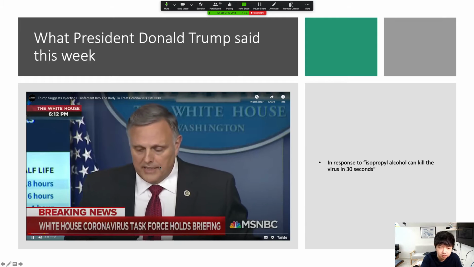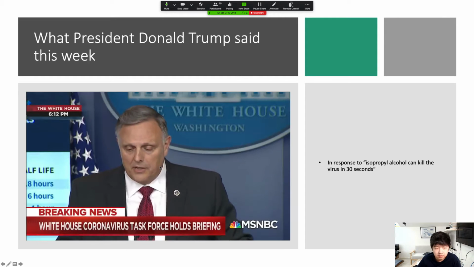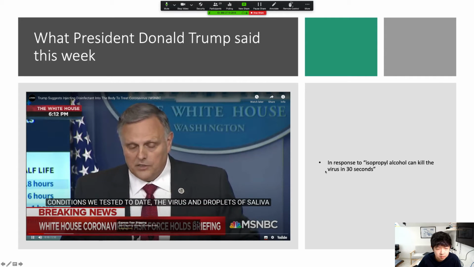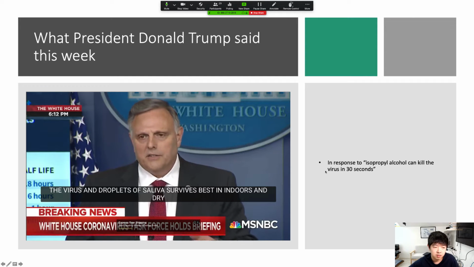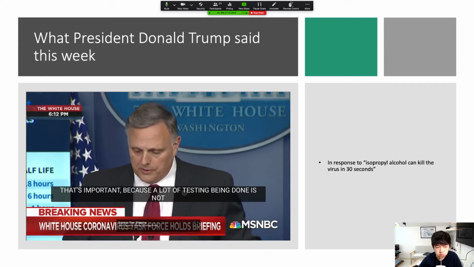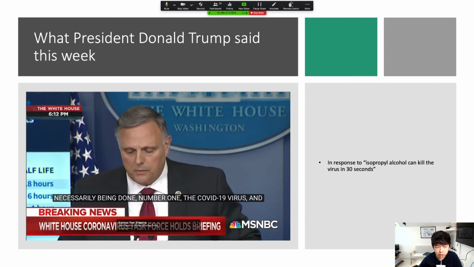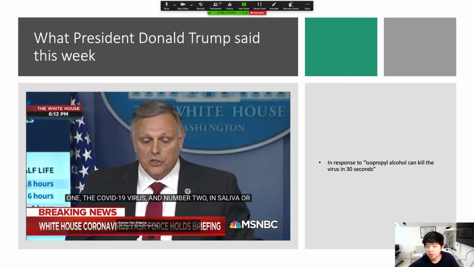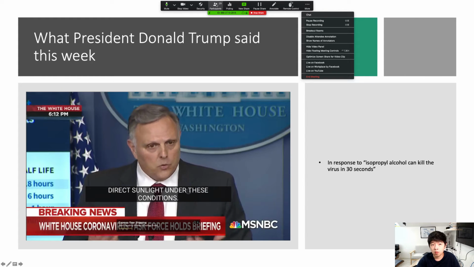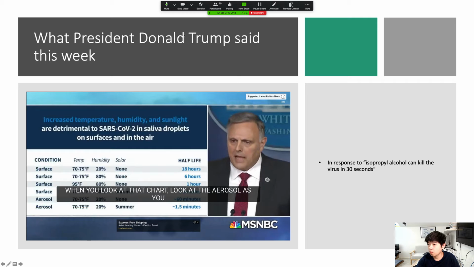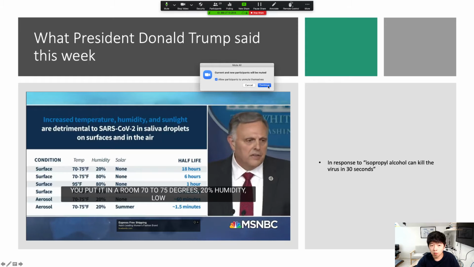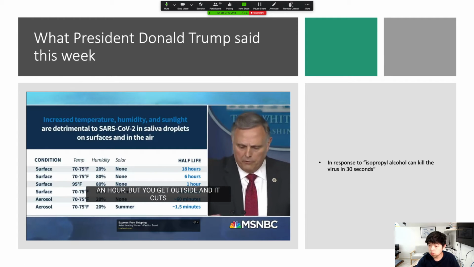Within the conditions we've tested today, the virus in droplets of saliva survives best in indoors and dry conditions. The virus does not survive as well in droplets of saliva. That's important because a lot of testing being done is not necessarily being done, number one, with the COVID-19 virus, and number two, in saliva or respiratory fluids. And thirdly, the virus dies the quickest in the presence of direct sunlight under these conditions. When I look at that chart, look at the aerosol as you breathe it. You put it in a room, 70 to 75 degrees, 20% humidity, low humidity. The half-life is about an hour. But you get outside and it cuts down to a minute and a half. Very significant difference when it gets hit with UV rays.